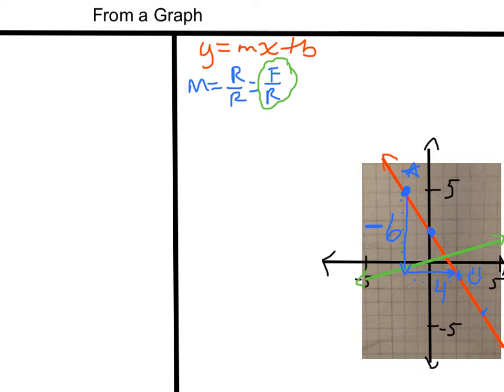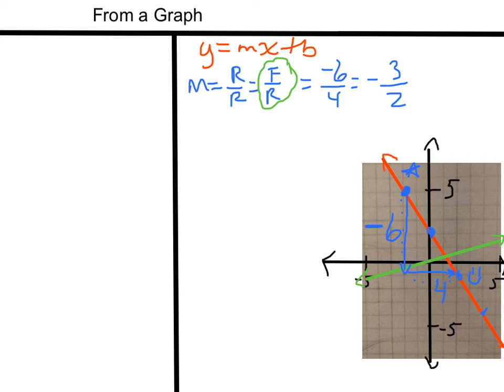So then my slope is equal to negative 6 over 4, which can be simplified down to negative 2. Excuse me, not 2. Negative 3 halves. Okay, so that's my slope.